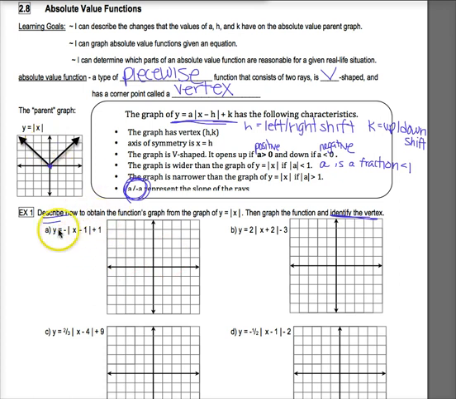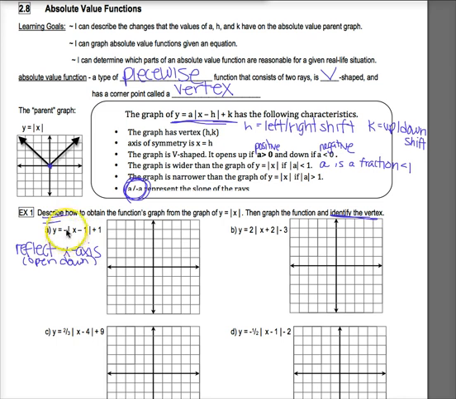So when I look at this equation, I've got a whole bunch of stuff going on. I know from what I just went through up here that A is going to control whether it goes up or down and the slope of the rays. Since this is negative, that means it's going to open down. You can either say open down, or you can say the proper geometric transformation is that you're reflecting it in the x-axis, which is the same as saying it's going to open down. And that is because this was negative.